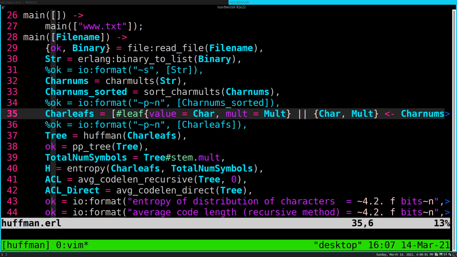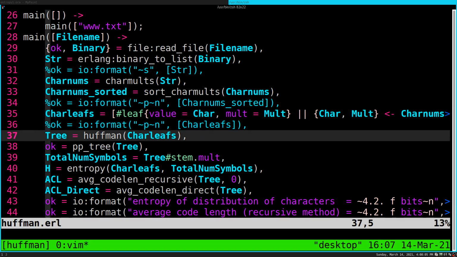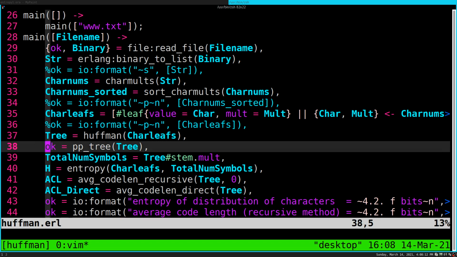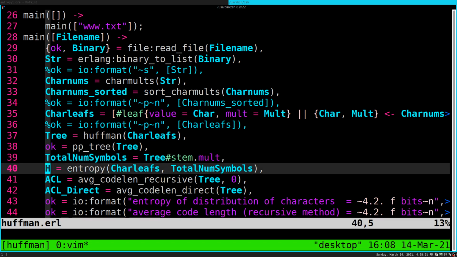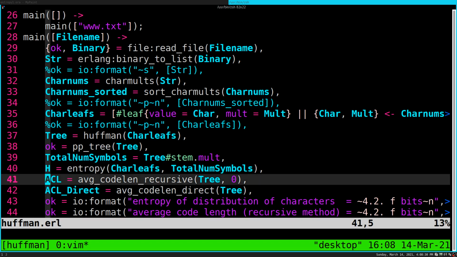Obviously every character is going to correspond to a leaf. Then it runs the Huffman algorithm to convert that list of leaves, which is sorted, into a tree. Pretty print the tree. Calculate the total number of symbols; I'll explain what that does in a minute. Then calculate the entropy of the probability distribution on characters. Then it computes the average code length of the tree.